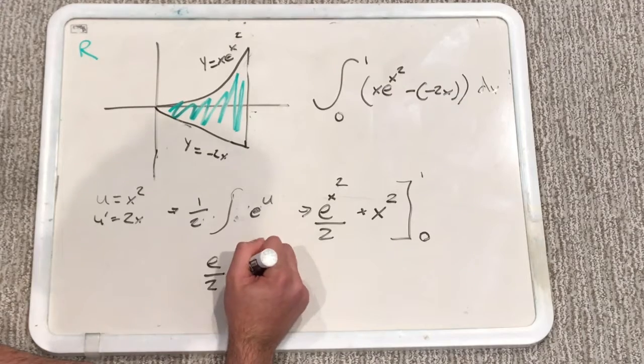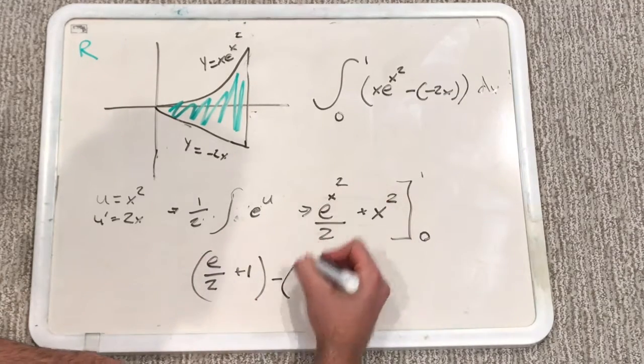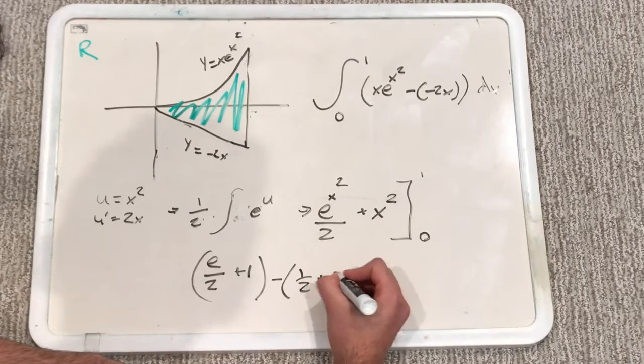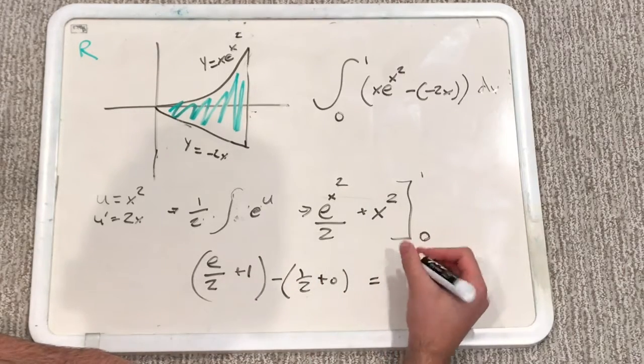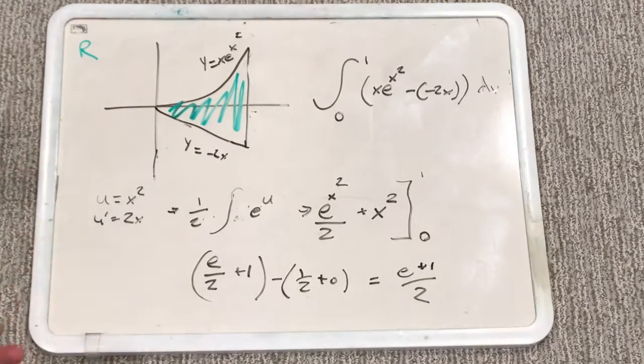plus 1. And then you're going to subtract, when you plug in 0, you'll get a half plus 0. So it's just going to equal e plus 1 over 2 once you simplify it. So that's the area of R.